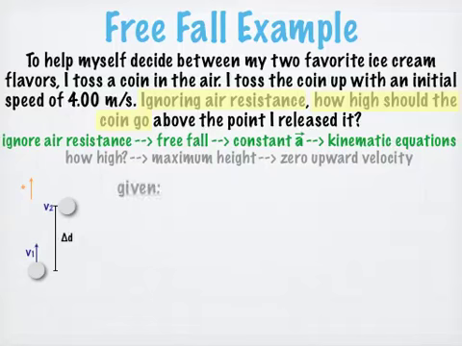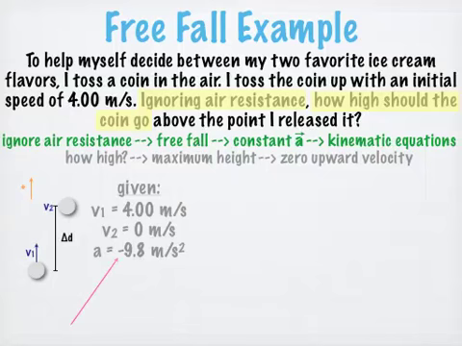Now, what values are we given? Our initial velocity, v1, is 4 meters per second, and our final velocity at maximum height is 0 meters per second. Also, since it's a freely falling body, the coin has an acceleration of minus 9.8 meters per second squared. The acceleration has a negative value since the acceleration vector is pointed downward toward the Earth, and up is our positive direction.